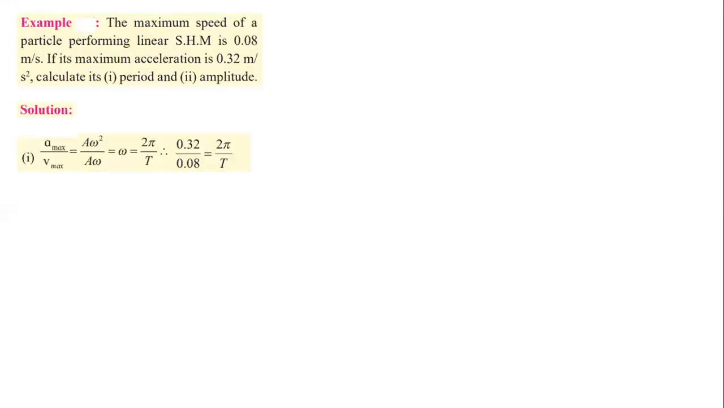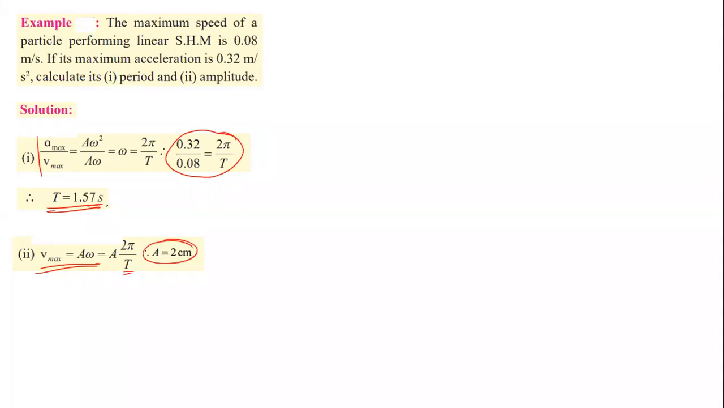So here solution is after taking the division of this maximum acceleration and maximum velocity. You remember here maximum acceleration divided by maximum velocity is angular velocity. So omega is 2 pi by T. And this 2 pi by T is equal to this. So we get T is equal to 1.57. Now after that we can use the formula of maximum velocity. In that omega is again 2 pi by T. We substitute here T, and then after simplification we get A is equal to 2 centimeter. Is the amplitude.